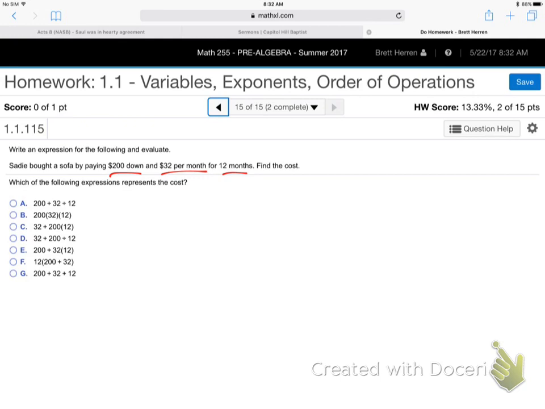So they don't even want the final answer. They just want us to figure out how you would work it out, which way is correct. So what do you think? Which of those letters is the right way to figure that out?